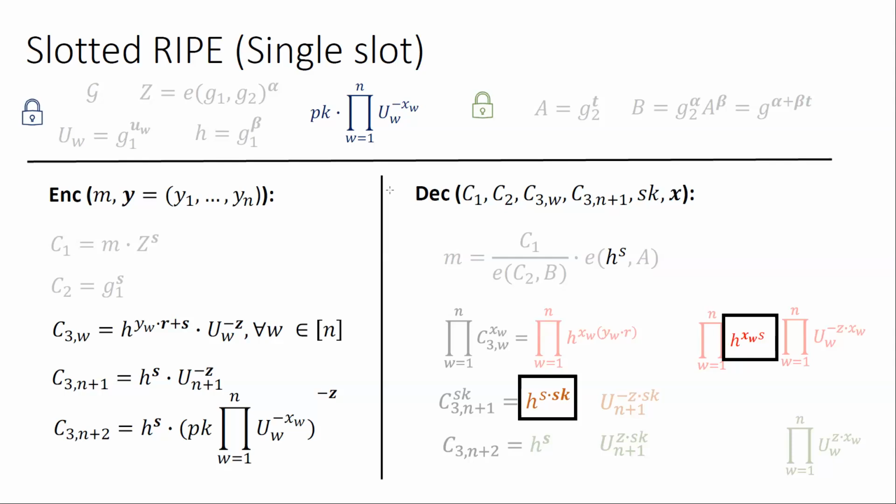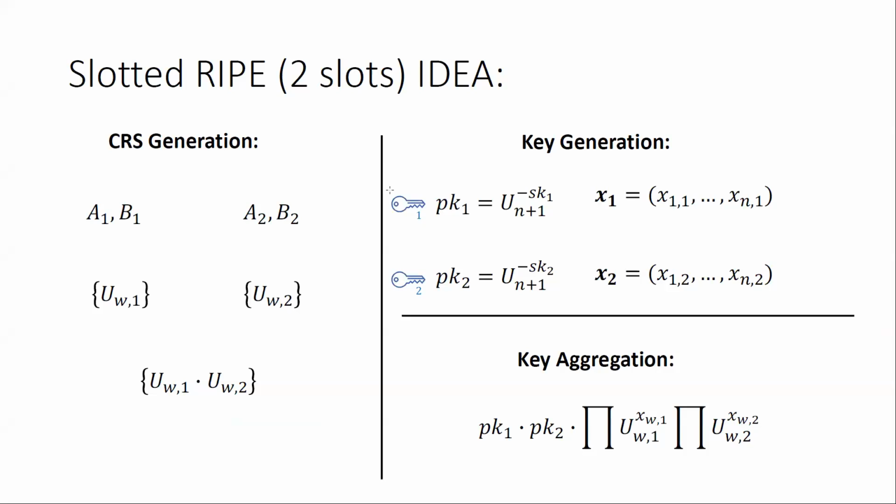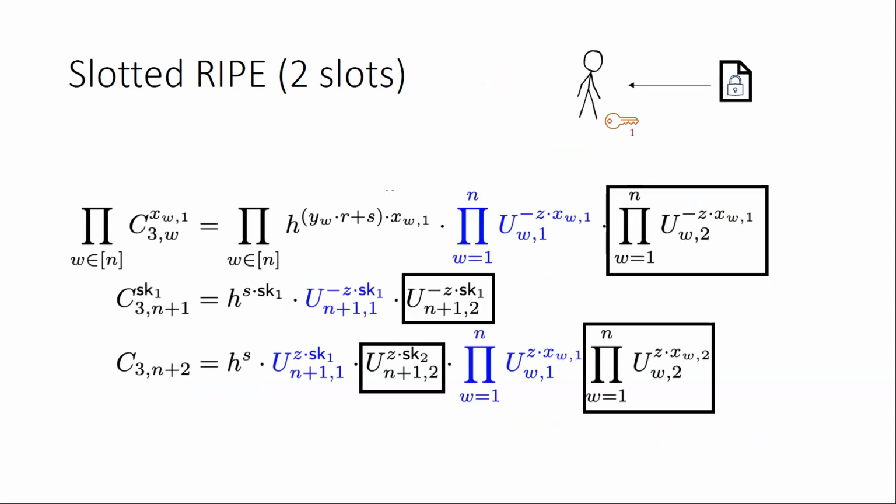So now, of course, the main problem is to extend it to 2 slots. I will just give a very rough idea of how it works. The rough idea is to do the key aggregation as before, but now we aggregate all the public keys and also the key-specific slots raised to the related vectors, x1 and x2, multiplied together. But of course, we are going to have some cross terms that we must eliminate. Let's say that we are player 1, we want to use the secret key 1. Blue terms are going to cancel out, the square terms are not.